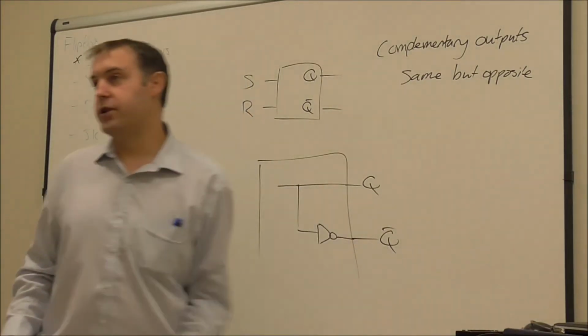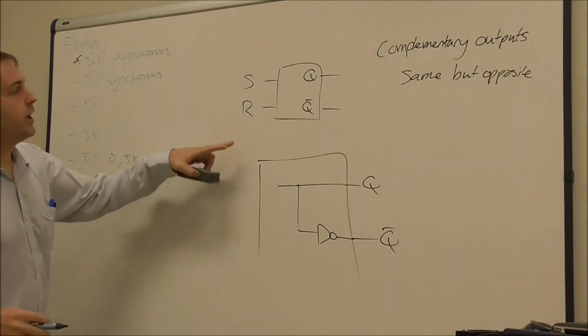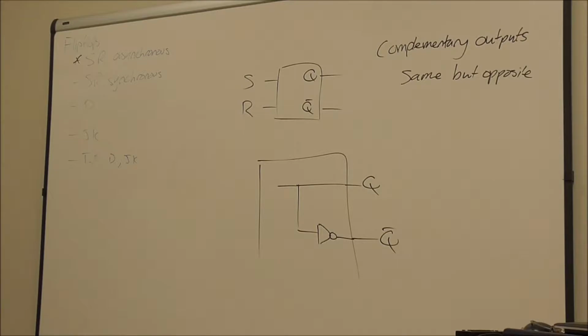And it's useful to have complementary outputs, and I'll explain why when we look at counters. Okay, so the outputs on these are digital outputs and they are complementary. The inputs on here are digital inputs, and there are 2 of them. So that means that we can control this thing with 2 signals.